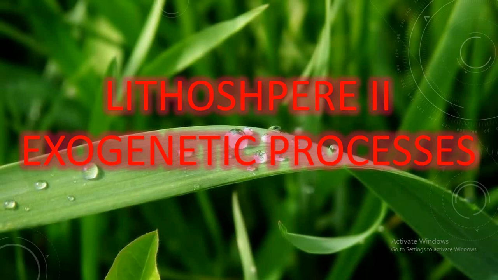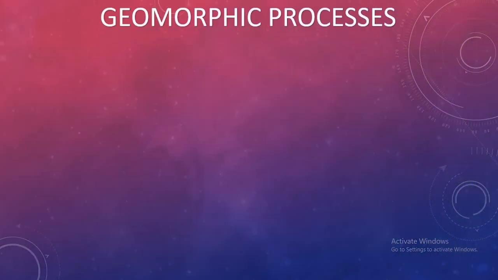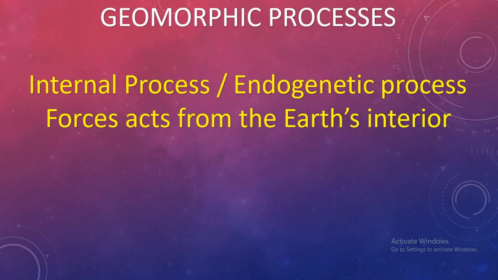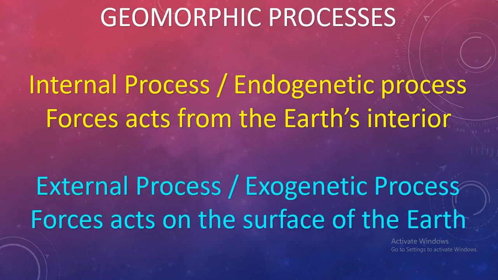Isn't it? Okay. Just recall the geomorphic processes. There are two processes, internal and external. The very first one is internal processes or endogenetic processes. The force that acts from the Earth's interior is the endogenetic process. External or exogenetic processes are the forces that act on the surface of the Earth. So today we are going to see about these exogenetic processes.